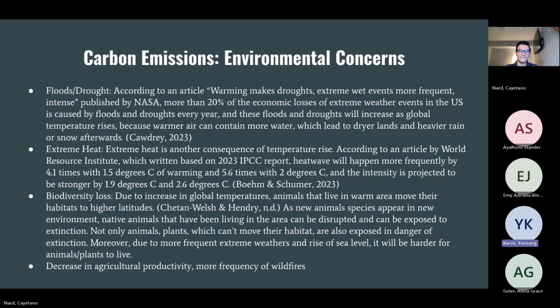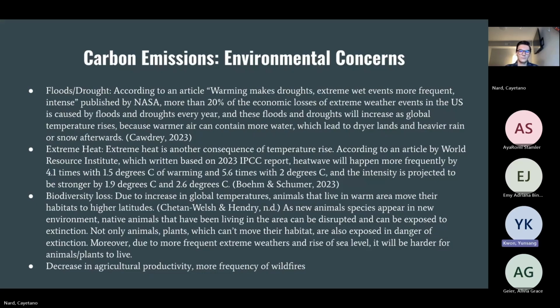Extreme heat is another consequence of temperature rise. According to an article by the World Resources Institute, which is based on the 2023 IPCC report, heat waves will happen 4.1 times more frequently with 1.5 degrees Celsius of warming and 5.6 times more frequently with 2 degrees Celsius. The intensity is also projected to be stronger by 1.9 degrees Celsius and 2.6 degrees Celsius.